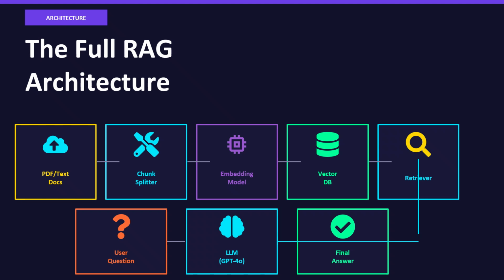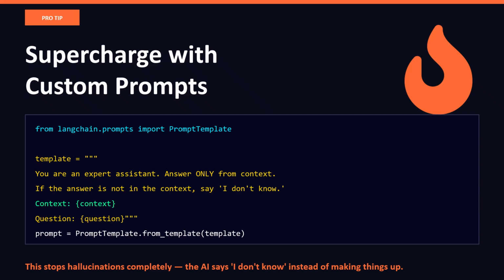Now at query time, the user types a question. The retriever fetches the most relevant chunks from ChromaDB. Those chunks plus the question get sent to the LLM. The LLM generates a grounded, context aware answer. Two pipelines, one for indexing, one for querying. That's the full RAG architecture. Simple, clean, powerful.